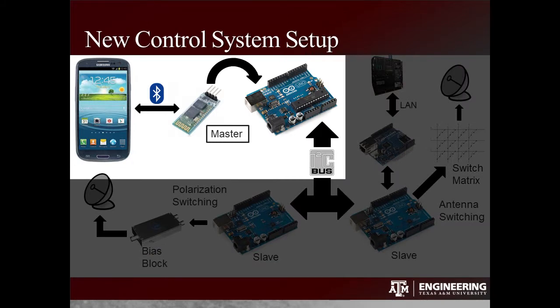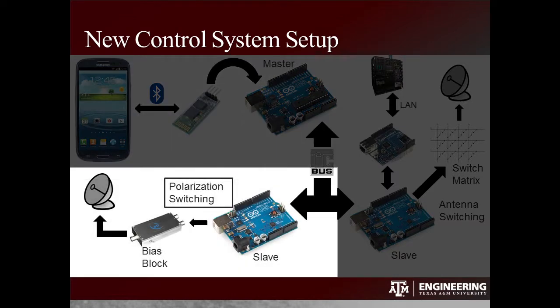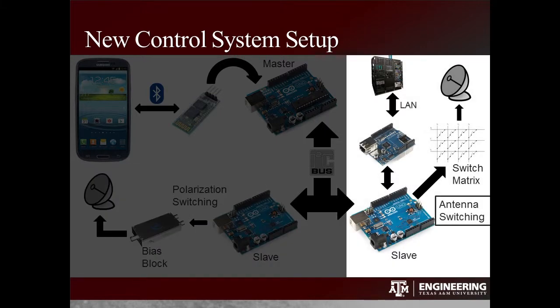In the first system, we have the phone communicating with the master Arduino, which receives, decodes, and processes the data sent to determine what needs to occur. The master then communicates instructions to the other 2 systems over an I2C bus. The second system controls the polarization switching. This system outputs the data received by the first slave to the shift registers, which controls how each antenna is polarized through voltage biasing.